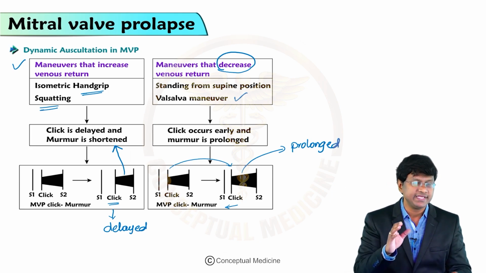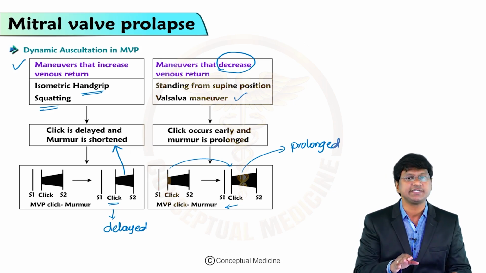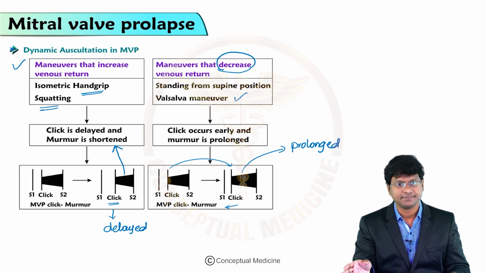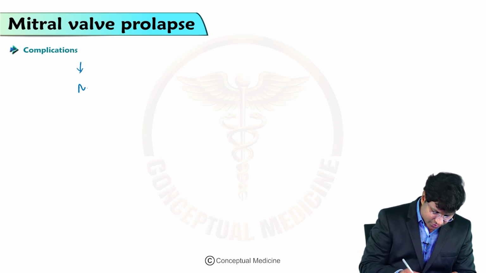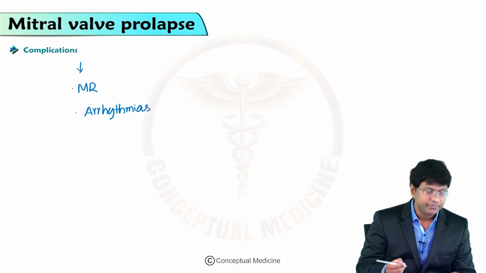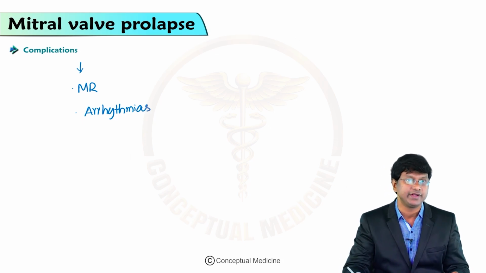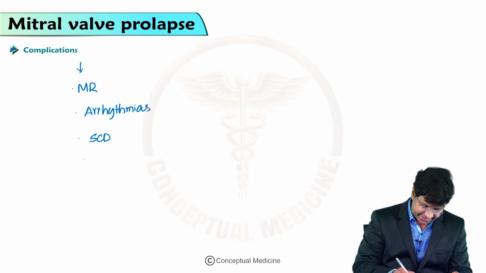So maneuvers that will increase venous return, the click is delayed and murmur is shortened. Maneuvers that will decrease the venous return, the click is early and murmur is prolonged. Now, what are the complications that you can see in patients with mitral valve prolapse? These complications include mitral regurgitation. Then these individuals are more prone to the development of arrhythmias, that is, ventricular premature contractions will progress to ventricular tachycardia and ventricular fibrillation. And these individuals can also have sudden cardiac death.